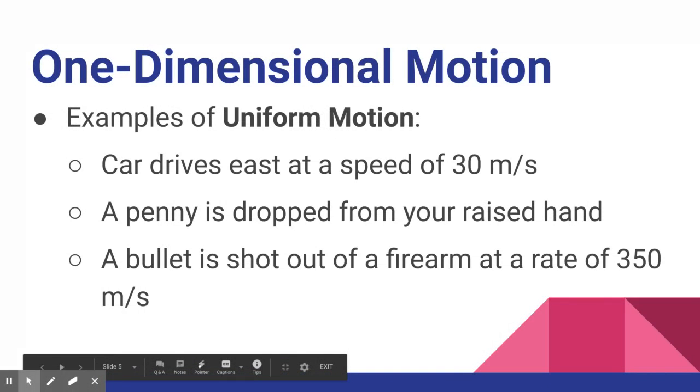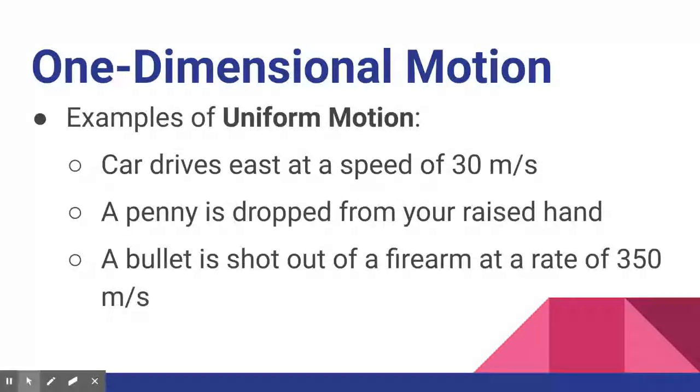Examples of uniform motion would be a car drives east at a speed of 30 meters per second, or a penny is dropped from your raised hand, or a bullet is shot out of a firearm at a rate of 350 meters per second. What we would call this is uniform motion in the general sense. Now, will the bullet eventually fall to the ground? Obviously, yes. Eventually, it would.